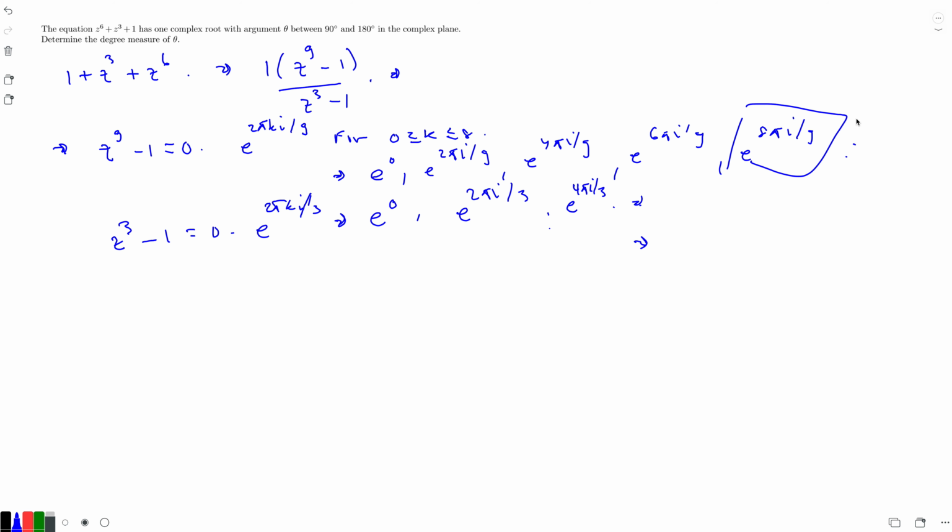And we know that there are no other ninth roots of unity between 90 degrees and 180 degrees. So e raised to the power of 8 pi i over 9 will be our solution. And then 8 pi over 9 in degrees is simply 160. And we are done.